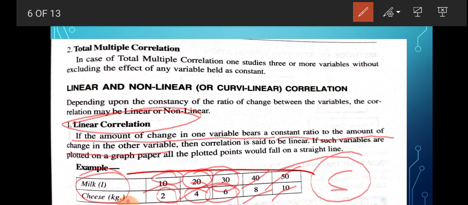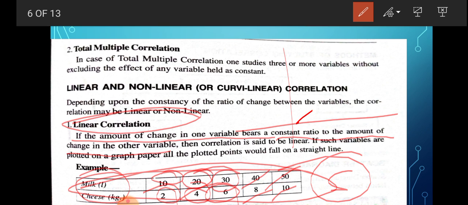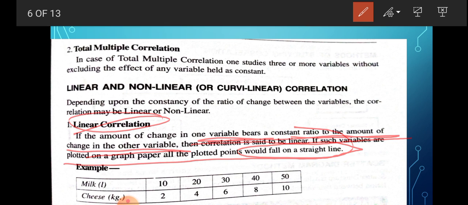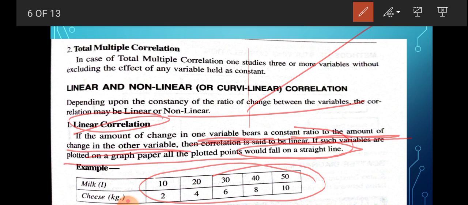So if the ratio is constant, and you draw a graph, it is also linear, means a single straight line will be there. So this kind of correlation is known as linear correlation, in which one variable bears a constant ratio to the amount of change in the other variable, then the correlation is said to be linear. And if such variables are plotted on a graph, then it will be a straight line like this. Okay, so here you can see this is the example.